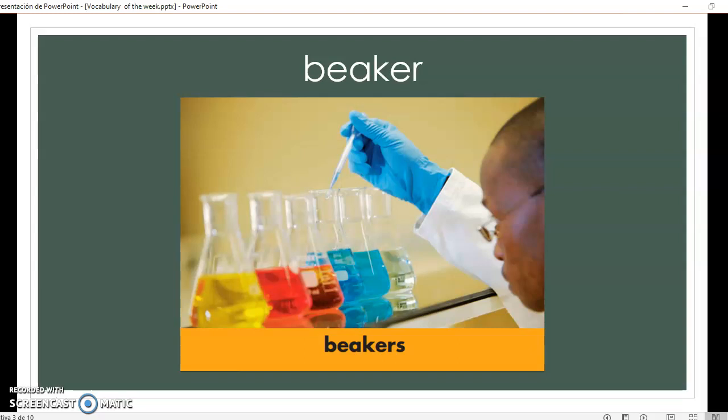Beaker. Beakers are containers. They can be made out of glass or out of plastic, and are used usually in laboratories by the scientists.